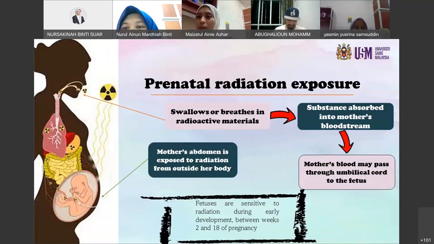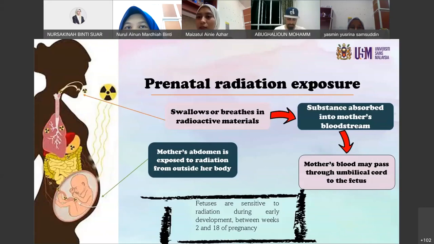So the possibility of severe health effects that the infant may get depends on the gestational age of the fetus at the time of the exposure, and the amount of radiation that they are exposed to. However, fetuses are particularly sensitive to radiation during their early development, which is between week 12 to 18 of pregnancy. So the consequences that the infant may get are such as stunted growth, deformities, abnormal brain function, or cancer that can develop sometime later in their life.